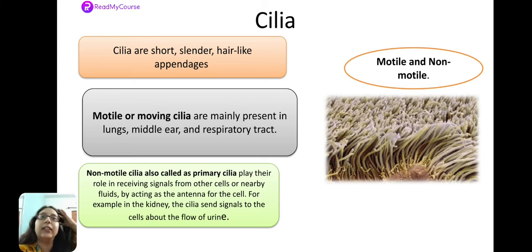Now coming to the cilia. Cilia are much shorter in size than the flagellum, okay, and they are much more in number per cell than the flagella, okay. They are basically brush-like or small hair-like structures. Okay, they can be of two types. One is motile, one is non-motile. Now, in case of motile cilia, they are usually present in areas, for example, the human respiratory tract, the middle ear. Then they are present in the lungs.